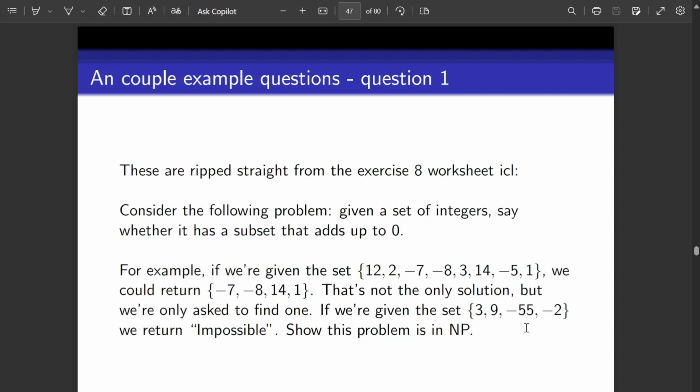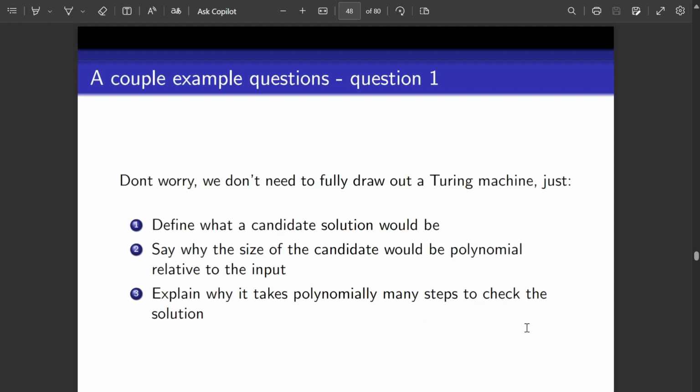And we have to show that this problem is in NP. Just a little hint, you don't need to fully draw out a Turing machine. We just need to do these three things. Define what a candidate solution would be, say why the size of the candidate would be polynomial, and then explain why it takes polynomially many steps to check the solution.